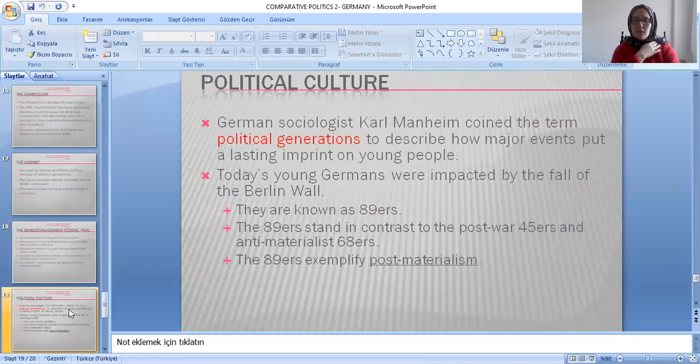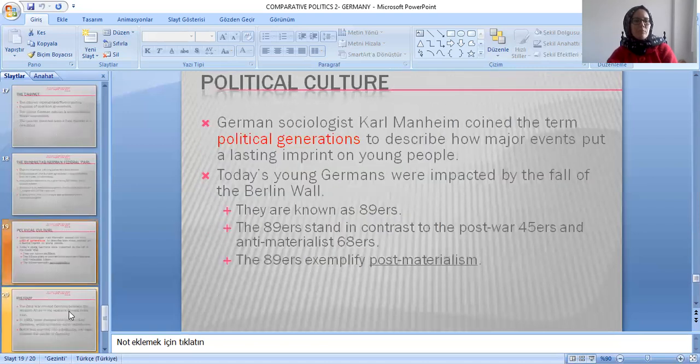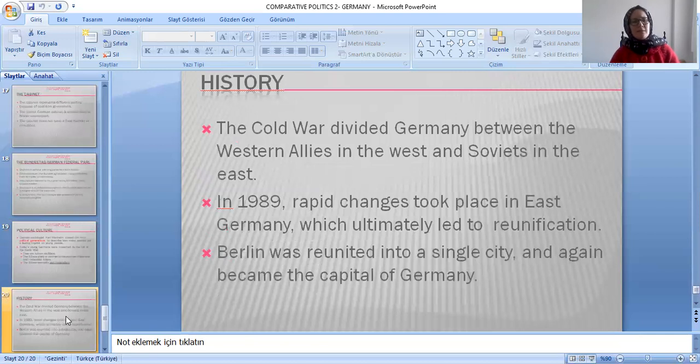Let's look a little bit at the political culture of Germany to some degree. German sociologist Karl Mannheim is important. Karl Mannheim coined the term political generations to describe how major events put a lasting imprint on young people. Today's young Germans were impacted by the fall of the Berlin Wall. They are known as the 89ers. The 89ers stand in contrast to the post-war 45ers and the anti-materialist 68ers. The 89ers exemplify post-materialism. And here comes the last slide.